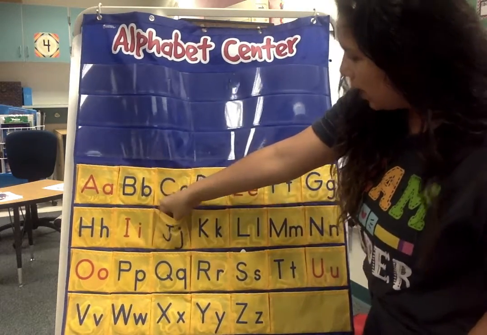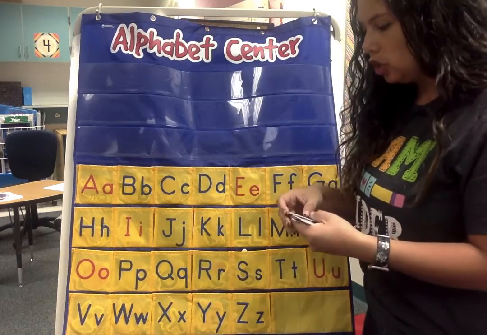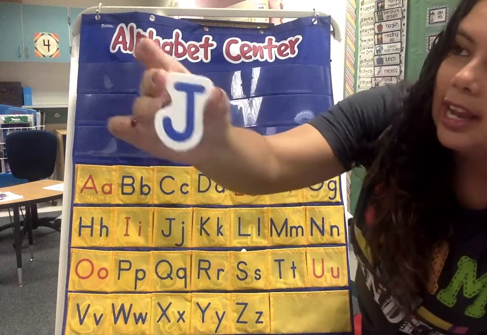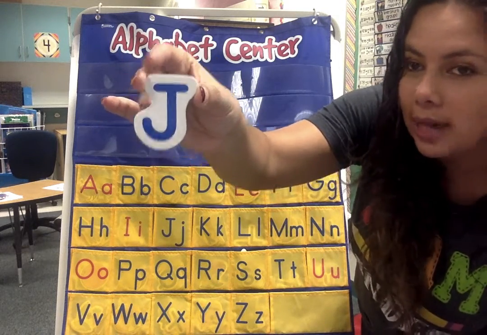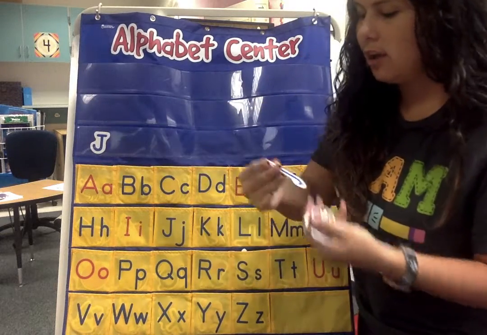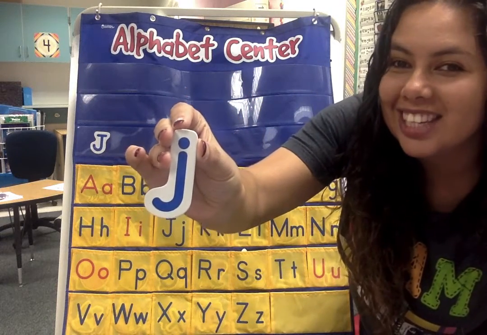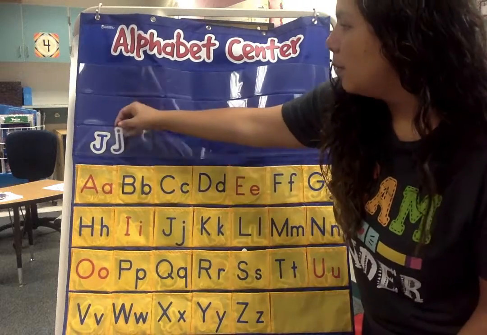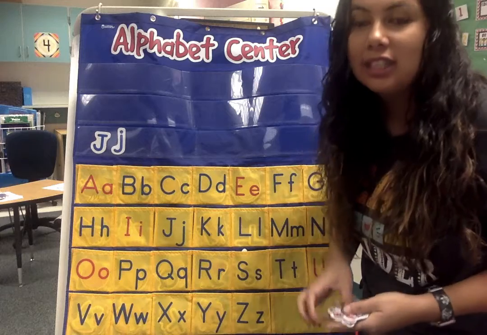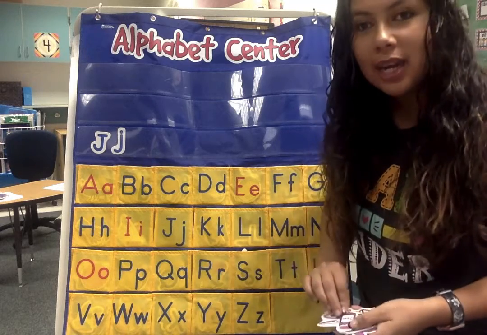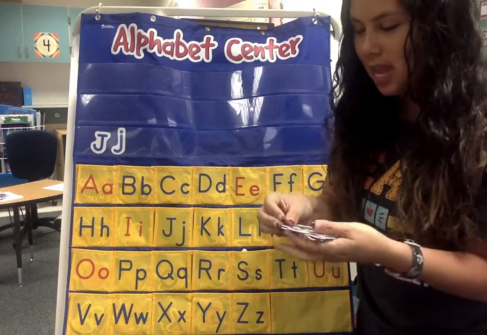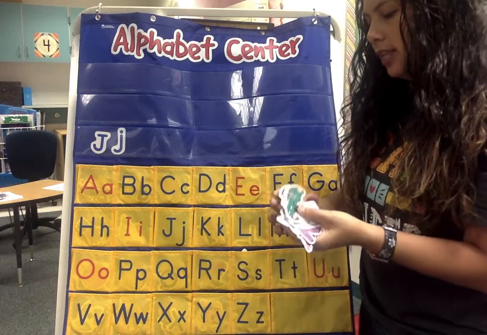So let's see what we have in our J for words that start with J. Here's the J, and it's our capital J. And then we have our lowercase j. Okay. And again, I would normally hand these to you guys, and you would tell me what you have and tell everybody, okay? But I'm going to help you guys because you can't hold them, right?